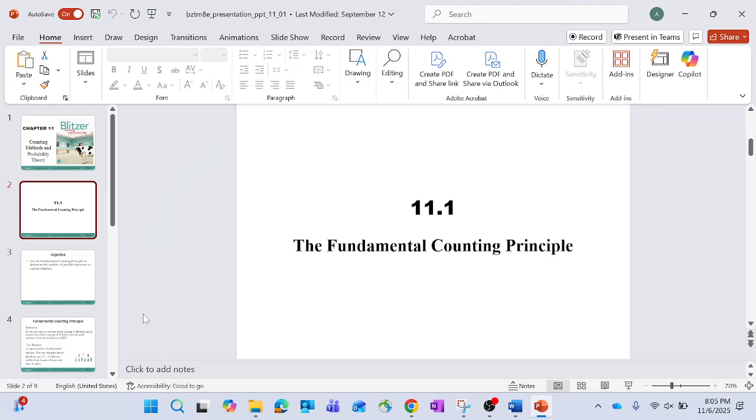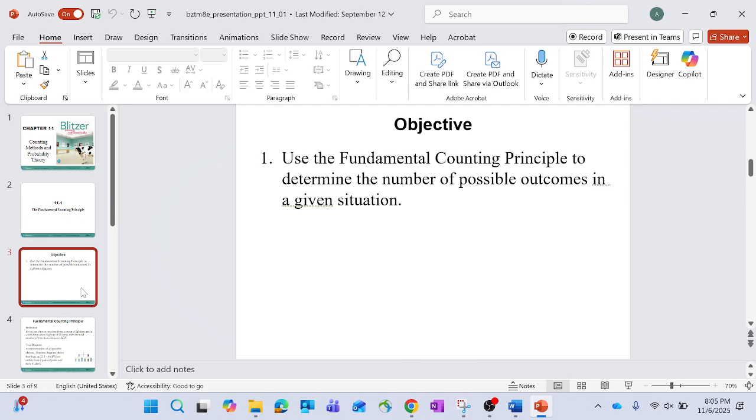The fundamental counting principle is what we're going over today. This is the objective: use the fundamental counting principle to determine the number of possible outcomes in a given situation. That's the objective. If you want to take a picture or not, whatever you want to do. We're good here?